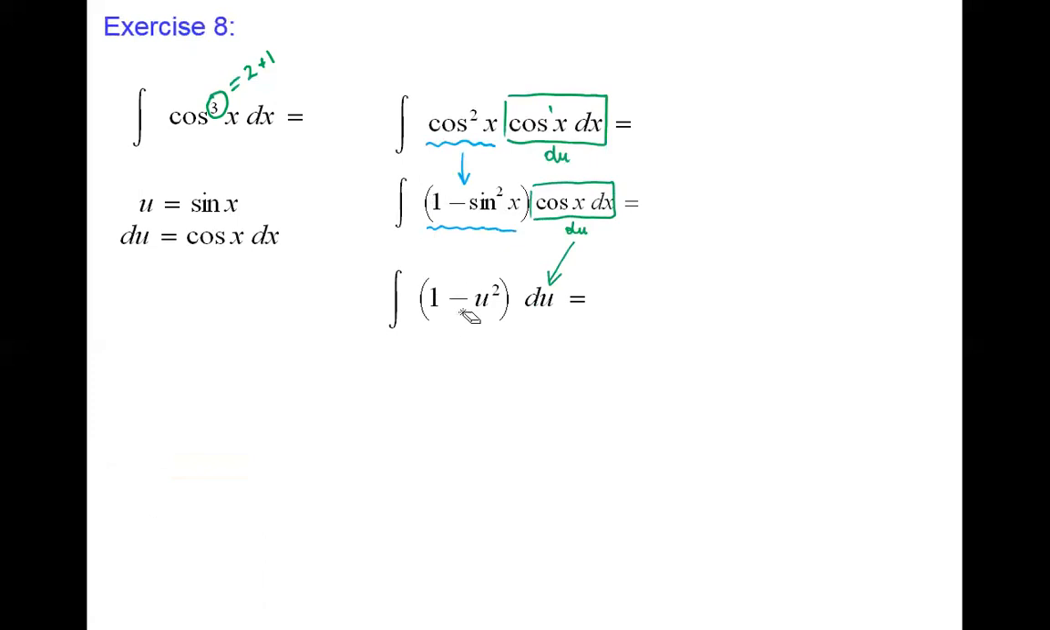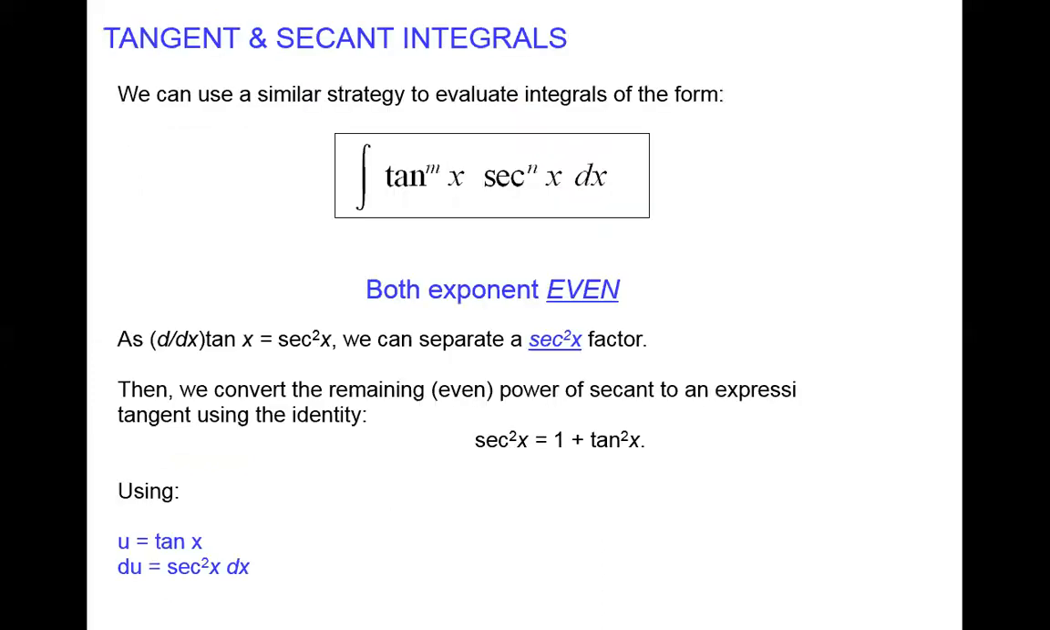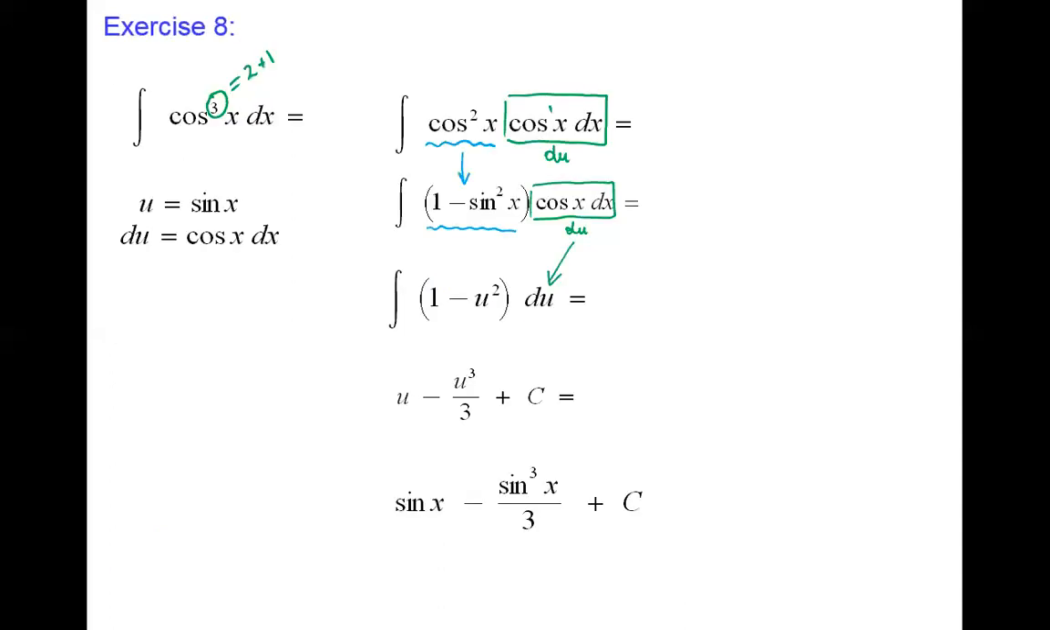That means this is 1 minus u squared. Integral of 1 du is u, integral of u squared is u cubed over 3. And substituting back the sine of x function. Okay, that means that's everything. I mean, that's all of the types for sine and cosine.